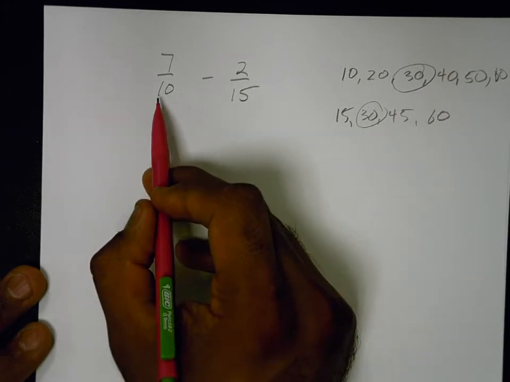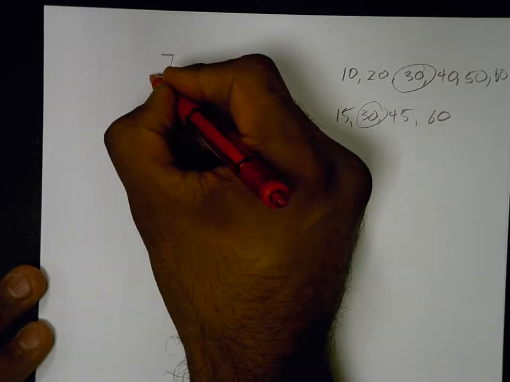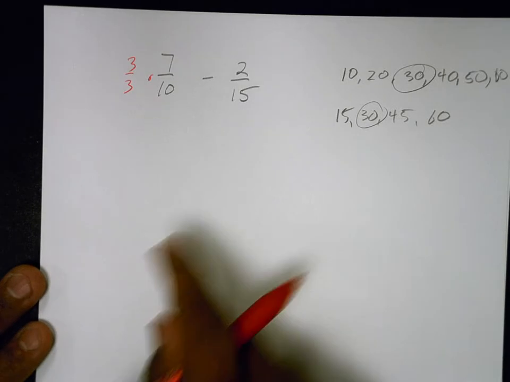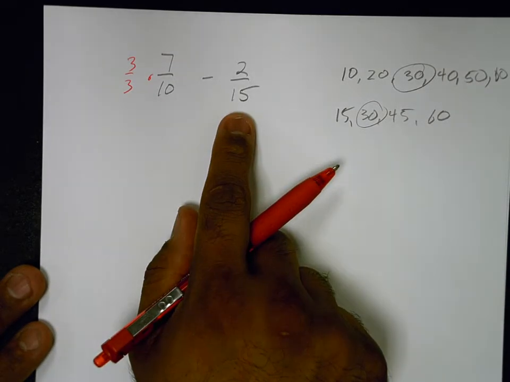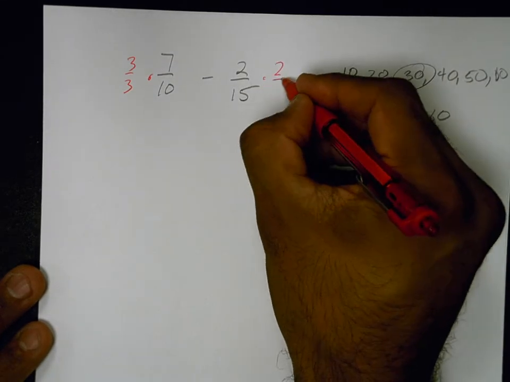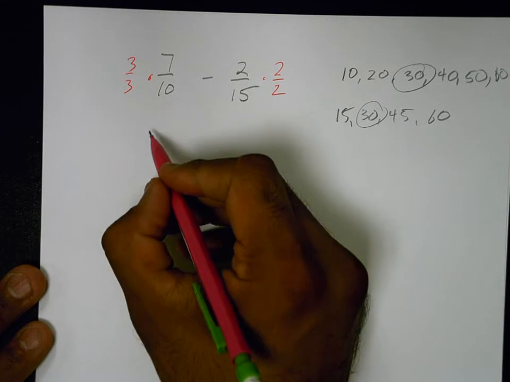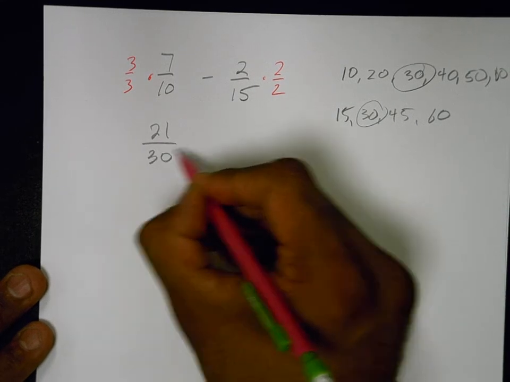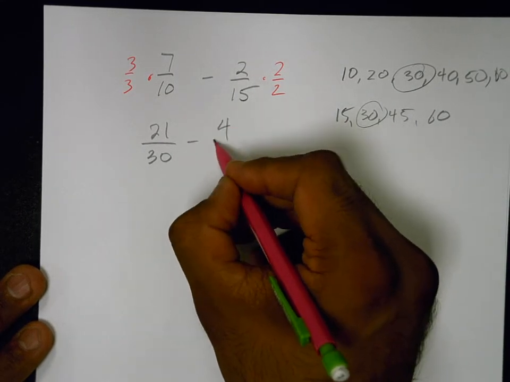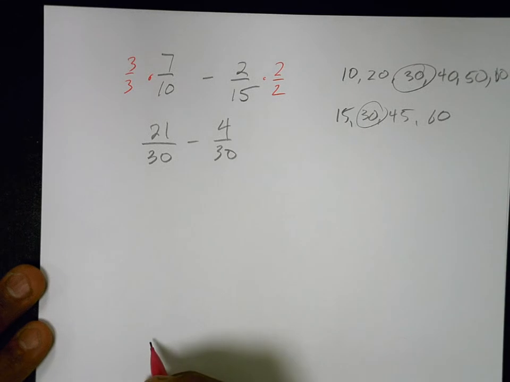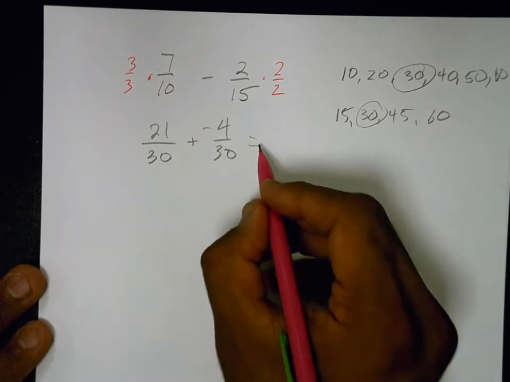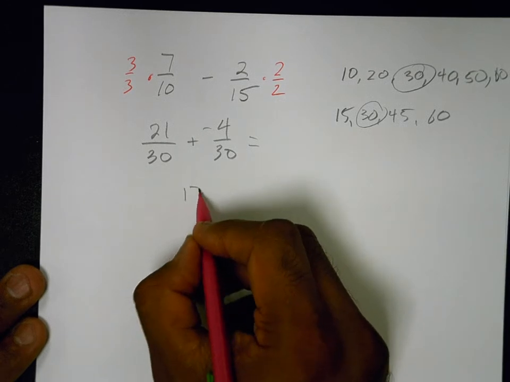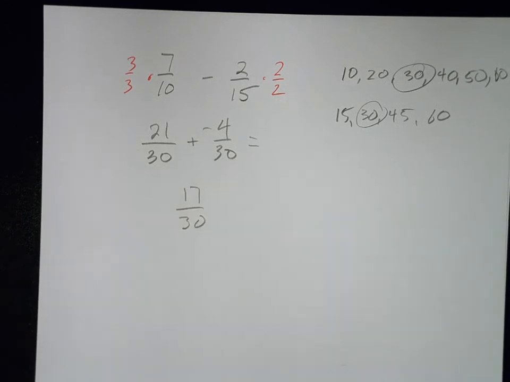So what do I have to multiply 10 by to get it to 30? That's a 3, but I have to do it to the top and the bottom. And what do I have to multiply 15 by to get it to 30? That's going to be a 2. I have to do it to the top and the bottom. So I end up with 21 over 30 minus 4 over 30. And I can go ahead and subtract, which makes things a little bit easier. Then I get 17 over 30. So the key is you've got to get those denominators to become the same.